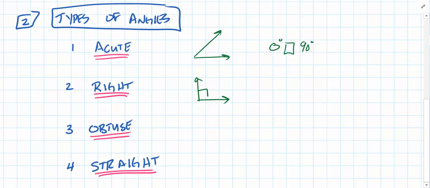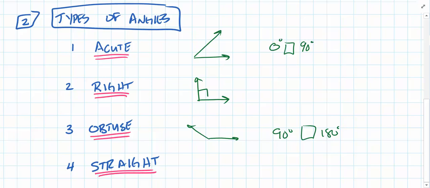Give me an obtuse angle. What's that one gonna look like? It's bigger than 90 degrees. It's bigger than 90, but less than 180. So in between 90 and 180, that's where we're gonna be. In between 90 and 180, somewhere between there.